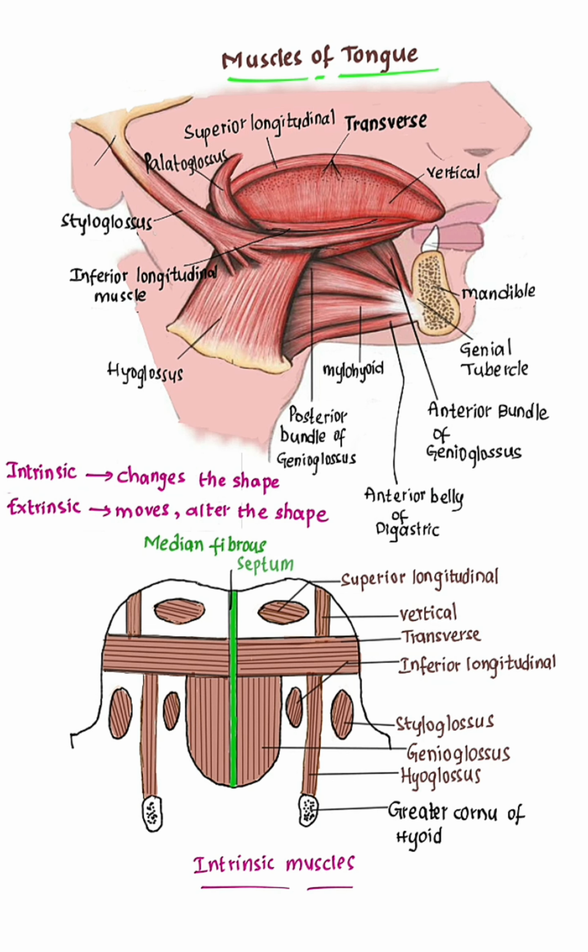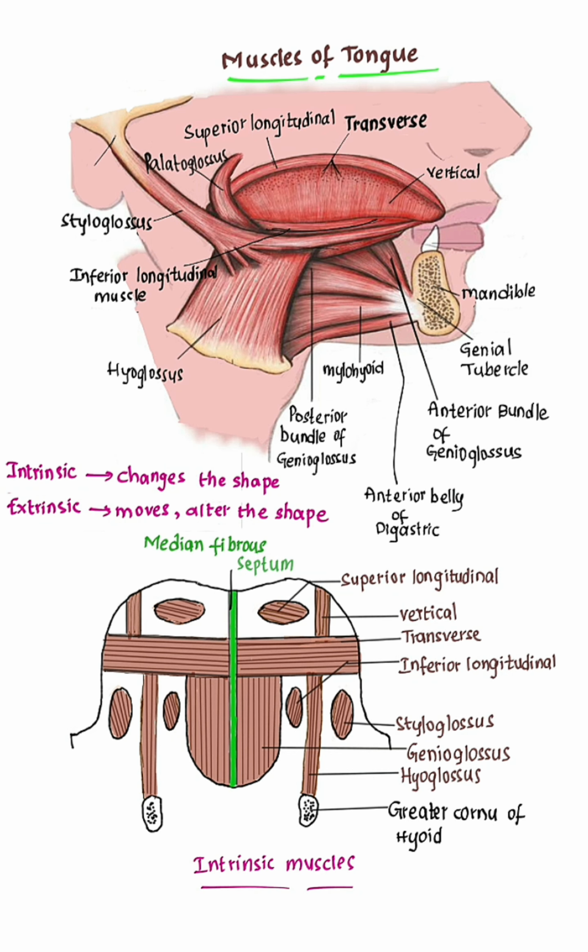Let's revise the extrinsic muscles. Genioglossus arises from the superior genial tubercle of the mandible, inserts into the whole of the tongue, and its lowest fibers insert into the hyoid bone. It causes protrusion of the tongue. Hyoglossus arises from the greater cornu and adjacent part of the body of the hyoid bone and inserts into the side of the tongue, between styloglossus and inferior longitudinal.